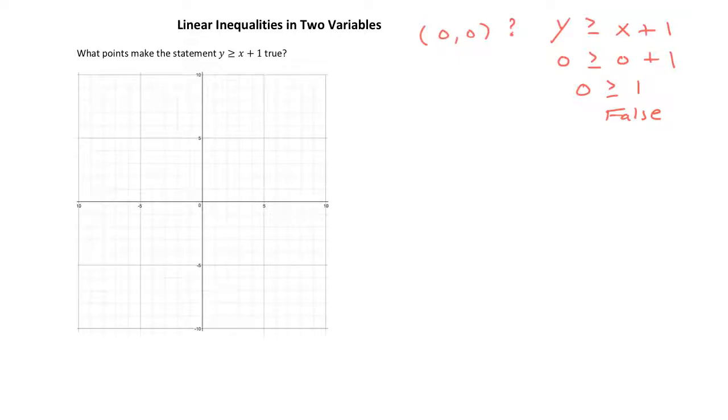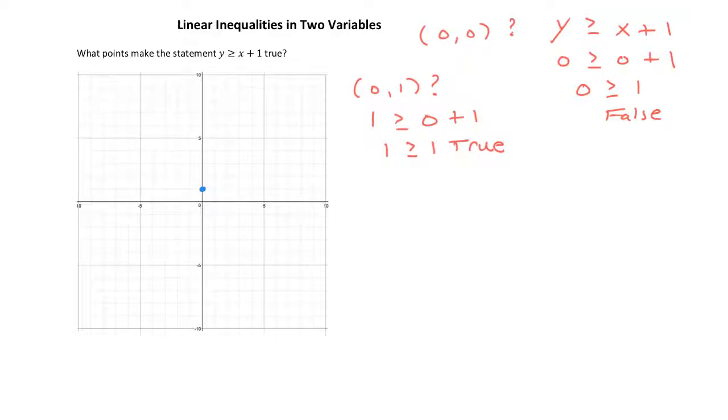How about the point 0, 1? I'll just go up one spot, and we'll check that one. 0, 1. Does this work? I would put 1 in place of y, 0 in place of x. I get 1 greater than or equal to 1. Well, that's true. I mean, they're equal. It's not greater than, but that means I would mark this spot. I would definitely want to use this point.